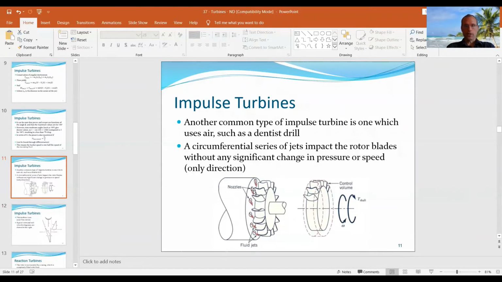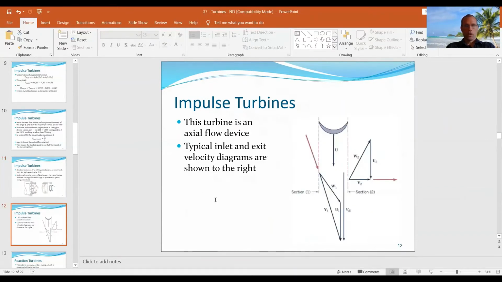Again, when the air comes in, it gets deflected by the vanes. Air speed doesn't really change, only the direction. And so again, this is an impulse turbine. So the dentist drill is actually an axial flow device. I have this air coming in, hitting these vanes that spin around. So air coming in this direction comes out in that direction. So again, change of direction gives me the impulse turbine, not necessarily change in speed.